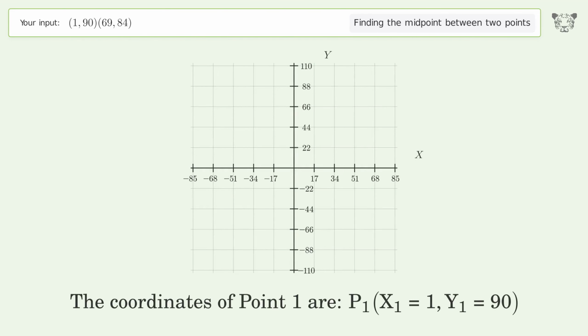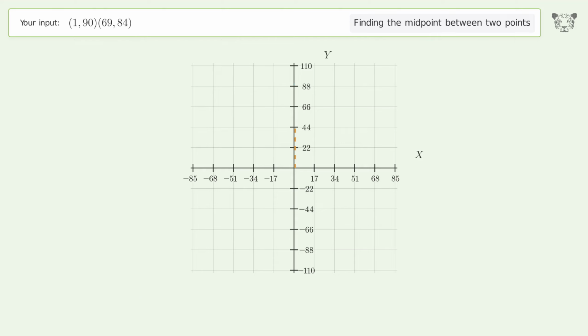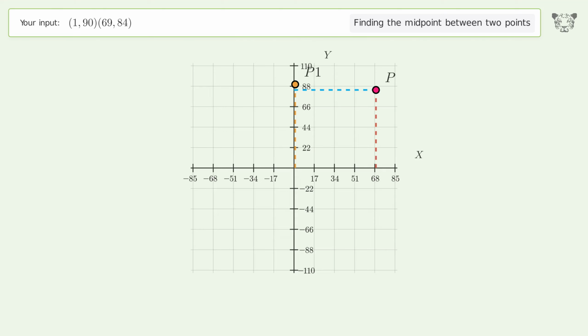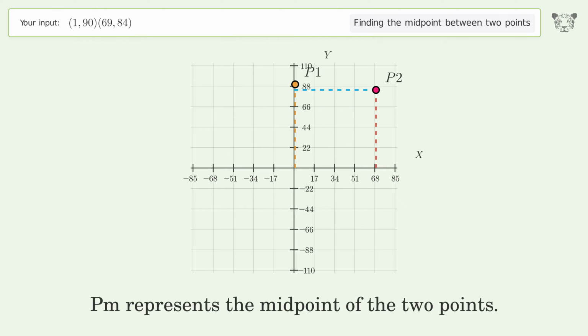The coordinates of point 1 are x1 equals 1, y1 equals 90. The coordinates of point 2 are x2 equals 69, y2 equals 84. PM represents the midpoint of the 2 points.